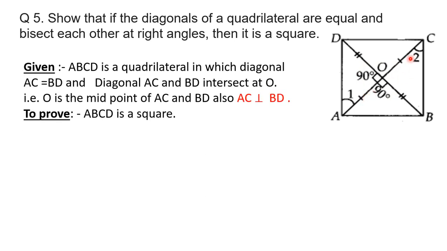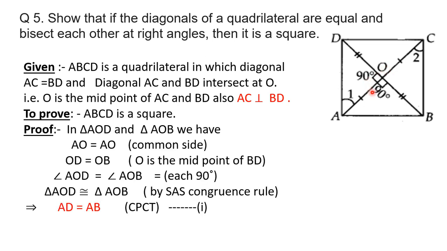As given, ABCD is a quadrilateral in which AC and BD are the diagonals, and they are equal and intersect each other at O, that is, intersect each other at right angle. Also they bisect each other, that is AO is equal to CO, OD is equal to OB. That means O is the midpoint of AC and BD. Now we have to prove ABCD is a square.